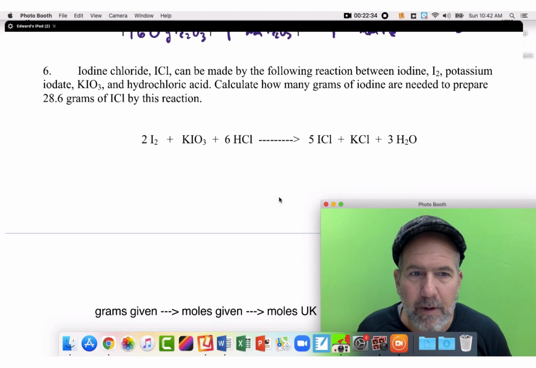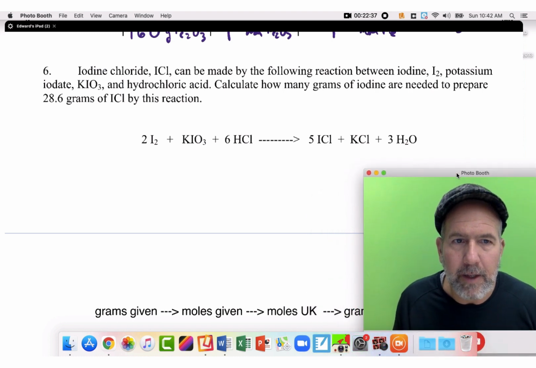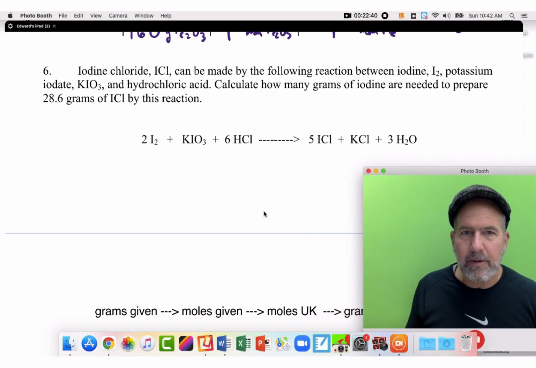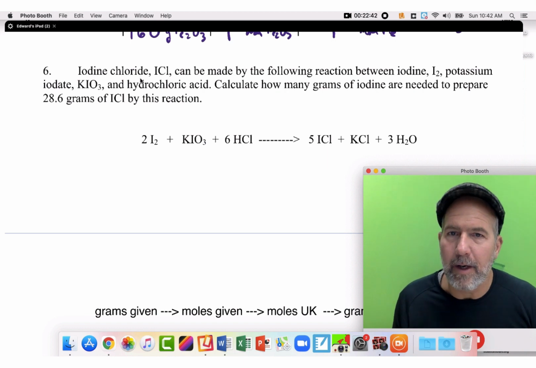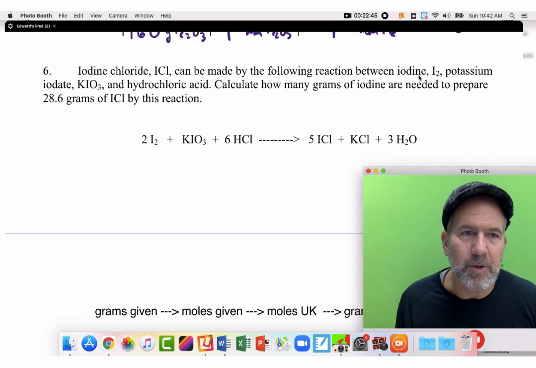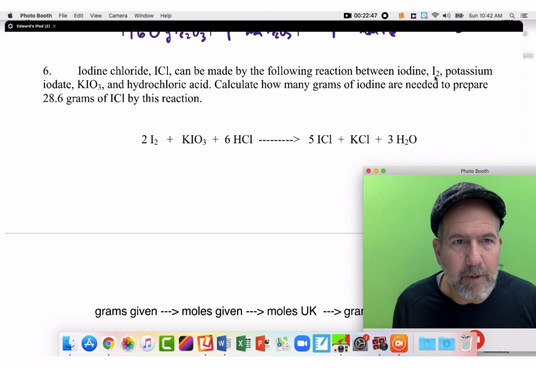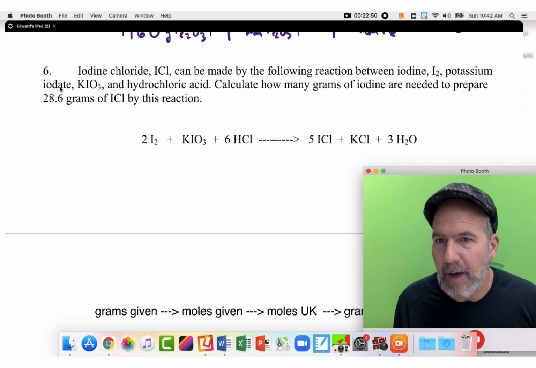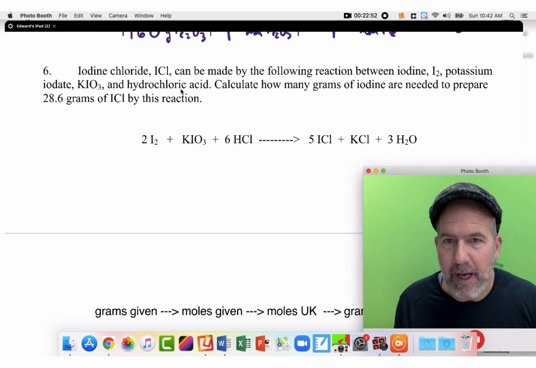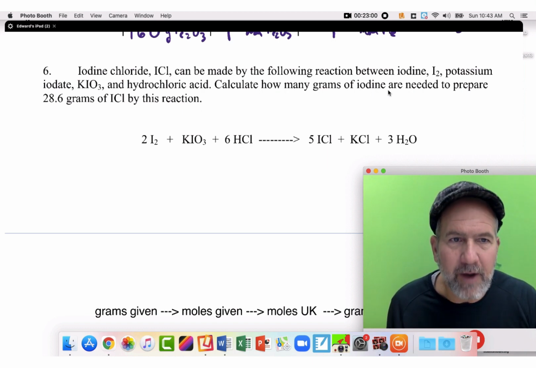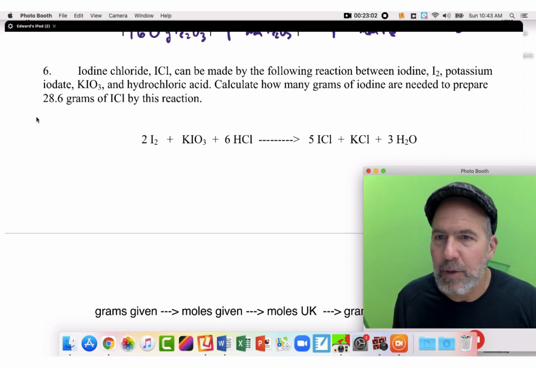Okay, what do we have going on here? All right. Position yourself, correct. Iodine chloride can be made from the following reaction between iodine, notice it's diatomic, potassium iodate, and hydrochloric acid. Hydrochloric acid is the HCl, all right? Remember the acids start with H, right? Calculate how many grams of iodine are needed to prepare the 28.6 grams of the iodine chloride.